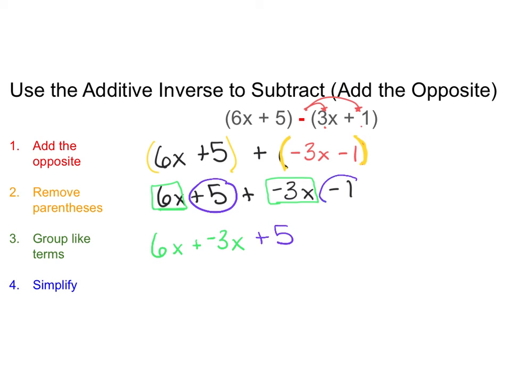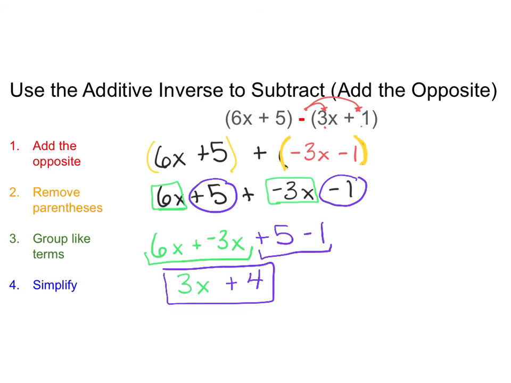And then you could say plus a negative 1 if you want, or minus 1, however you want to write it, okay? And then I'm going to go ahead and simplify. So I have 6x plus a negative 3x. That's really just 6x minus 3x, so I have 3x. And then for my constants, I have a 5 minus 1, so that is plus 4. So my simplified expression is 3x plus 4.